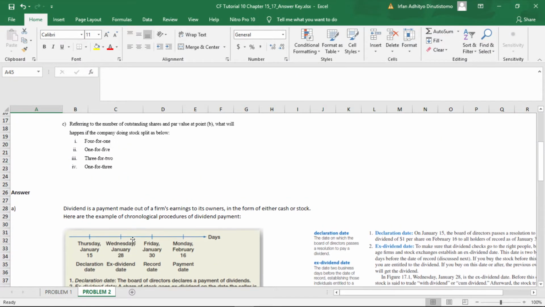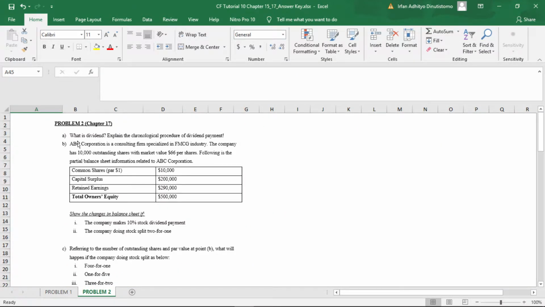So the second question is, ABC Corporation is a consulting firm specialized in the FMCG industry. The company has 10,000 outstanding shares with a market value of $66 per share. Following is the partial balance sheet information related to ABC Corporation. They have common shares with $1 par. They have 10,000 shares, so they have $10,000. Capital surplus, they have $200,000. Retained earnings, they have $290,000. So in total, the equity is $500,000.